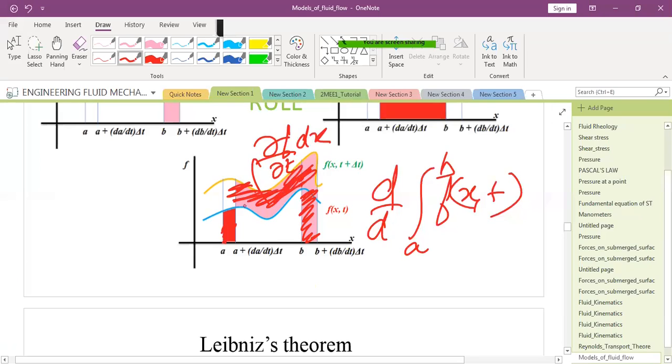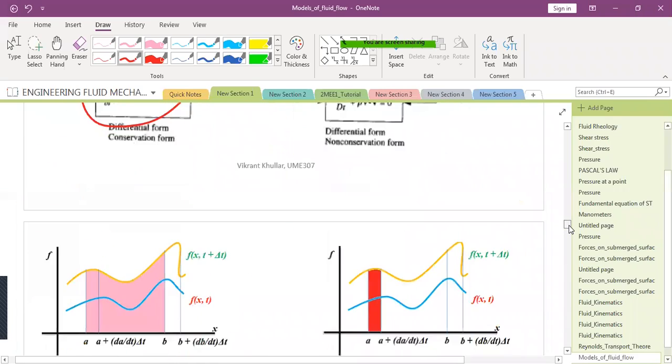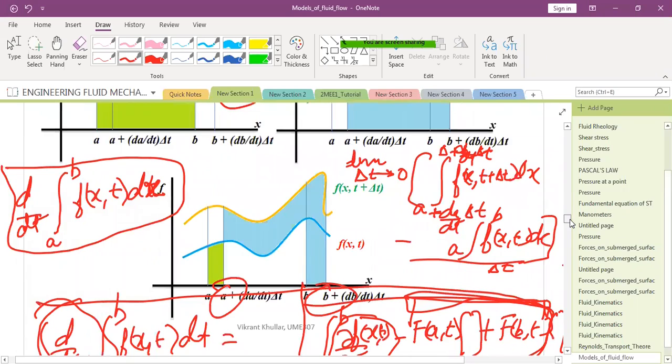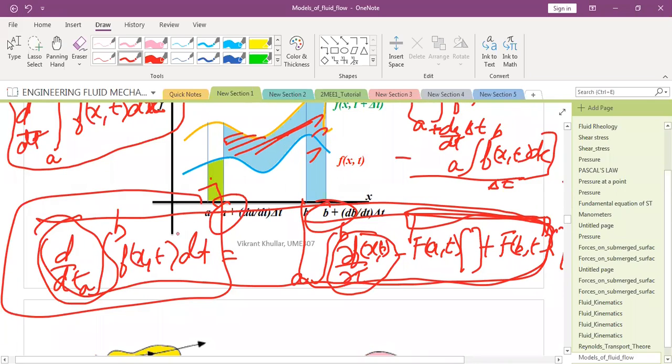What you are seeing in pink area minus this red area gives you the answer of this. Likewise, I have shown it here also. This blue area minus this green area gives you this. You will get to know how. I leave this as an exercise. If time permits, we can discuss it some other day. Is that clear?